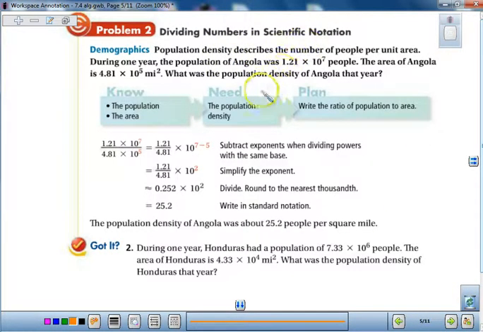Dividing with scientific notation, we're not going to spend a lot of time with this. Look through the example, please. This is not one of our standards right now in Algebra 1, but you should be able to look at when you are dividing scientific notation.